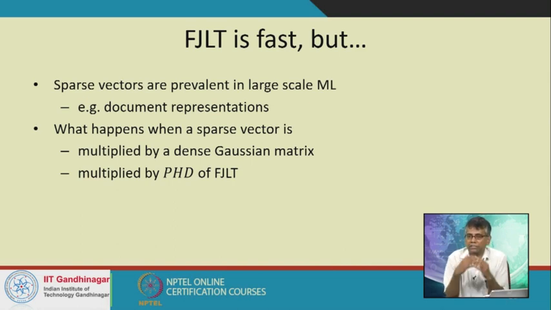For instance, if you're representing a document, it's almost always a sparse vector, right? Because the size of the vocabulary is way larger than the actual number of words in the document. Now let's think a little bit about what happens when the input x is such a sparse vector and I apply random projections to it, either multiplying it by a Gaussian matrix as we have been doing, or multiplying it by PHD. What happens then?